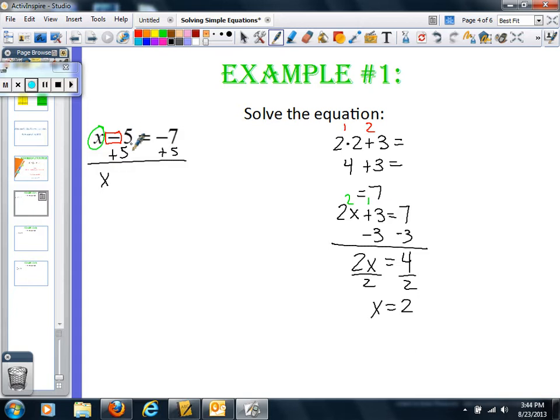So now you're going to do minus 5 plus 5, which is 0. So I'm going to add 0 equals negative 7 plus 5, which is negative 2.